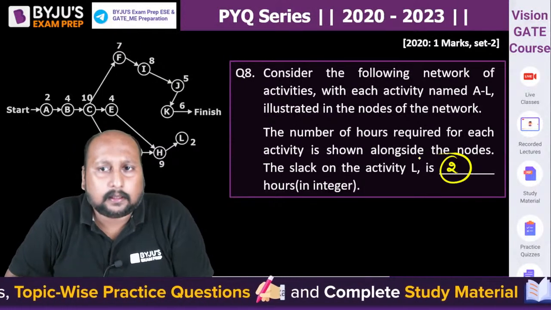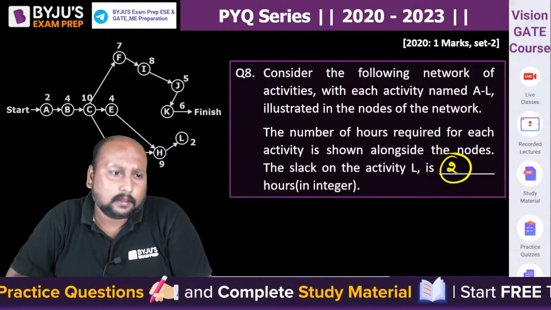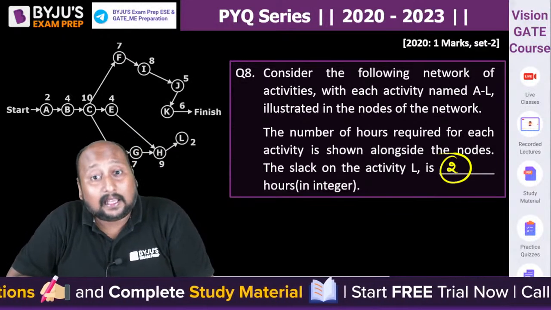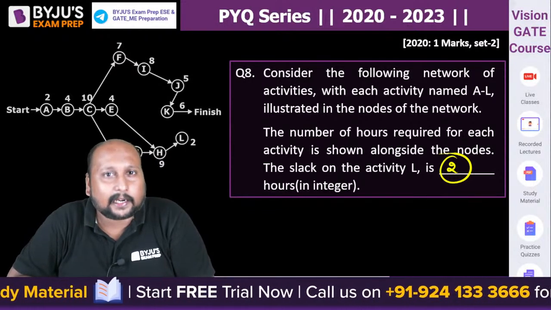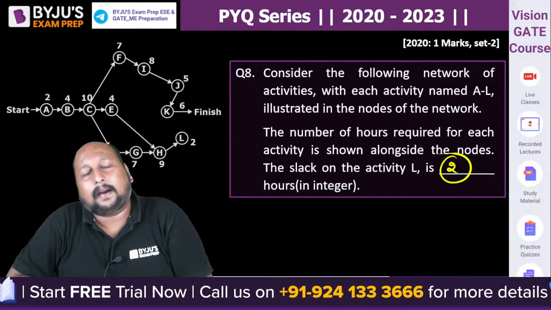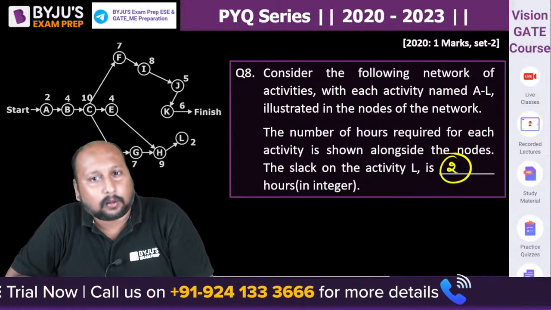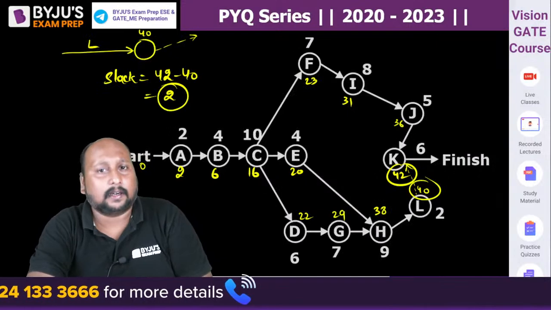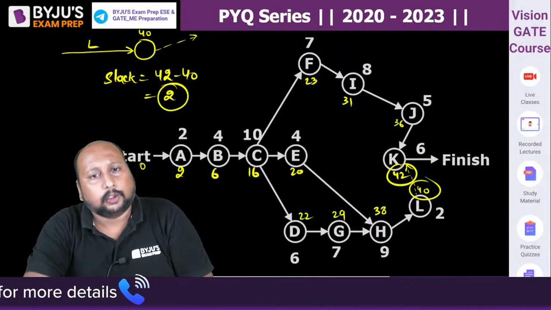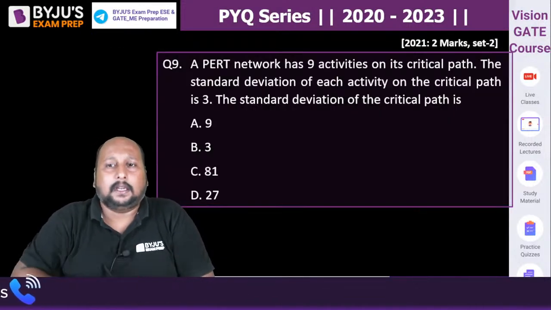Okay, simple. That is the reason they have given it for 1 mark. It's an easy question. But the challenge here is that students are not practicing activity on node. Normally we practice activity on arrow, so that causes the problem for students, but the question was very easy because they had already given you the network diagram. Okay, next question.